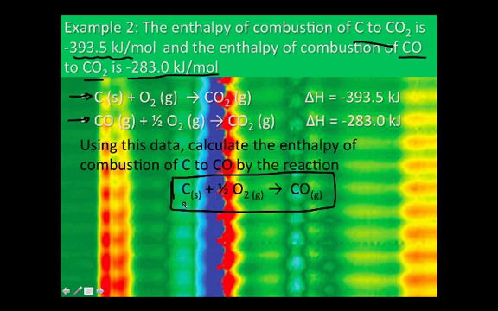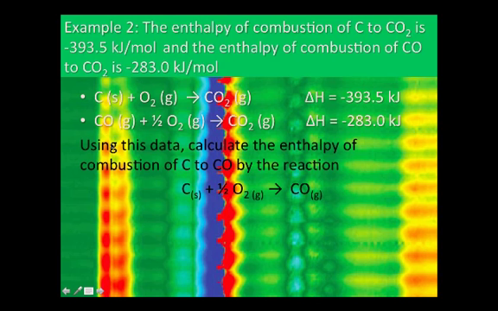So we want solid carbon on the left. We've got it. And we need CO on the right. And right now, it's on the wrong side. So we're going to have to flip that equation around. Let me get rid of some scribble in here. So we're going to turn this reaction around so I can get carbon monoxide on the other side. I'm going to end up with CO plus 1/2 O2, and then over here is my CO2.